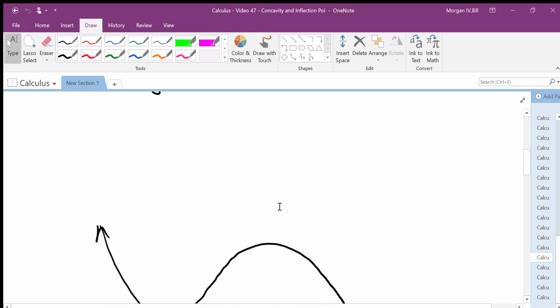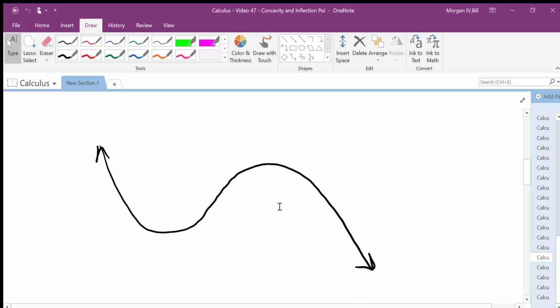I have a nice curve here. Let's call it F. And let's draw a series of tangent lines. So here's a tangent line here, and let's use a different color. And then a tangent line here, and then a tangent line here. There you go, that's probably enough.